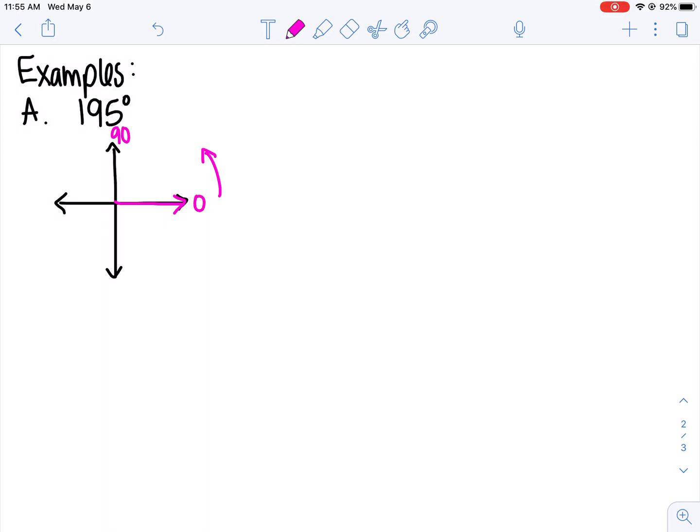0, 90, 180, 270. Well, 195 is going to be more than 180, so I know I have to go to here. But it's going to be between 180 and 270. So I'm going to draw my terminal side here. And this is quadrant 1, 2, 3. So this is going to be in quadrant 3.